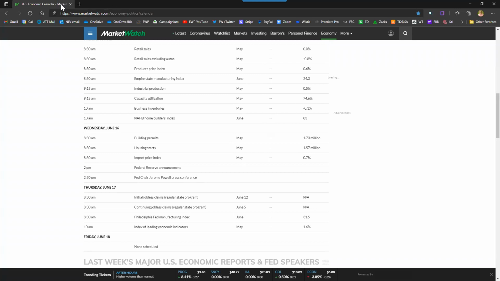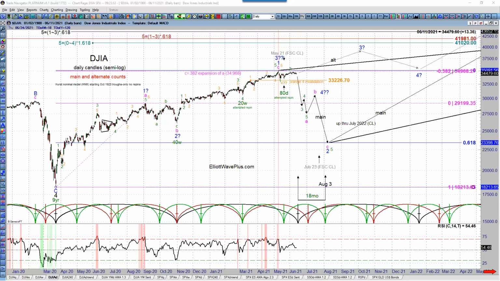And based on the cycles and the bearishness that I'm expecting in the second half of this 80-day cycle trough to finish all the way to an 18-month cycle trough, I think we're going to see a change of language from the Fed that the market isn't going to take very well. And they may not use the word transitory anymore. It's something along those lines.